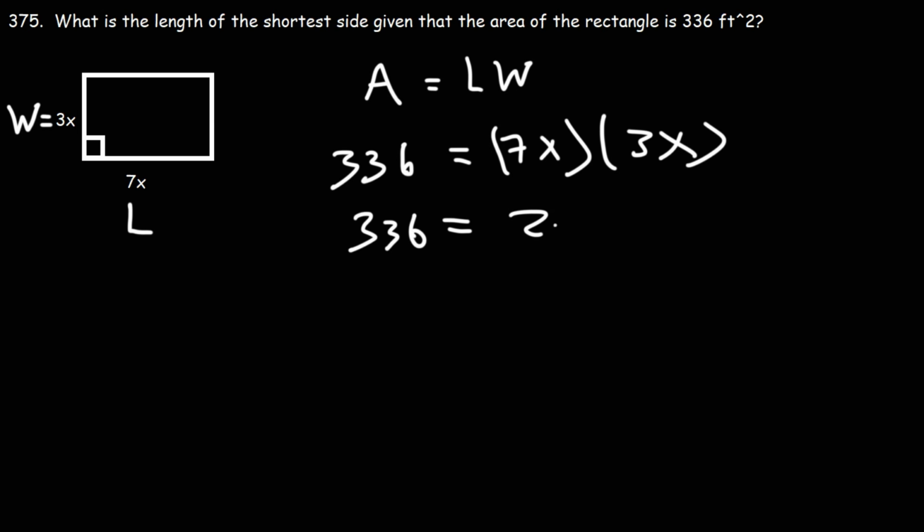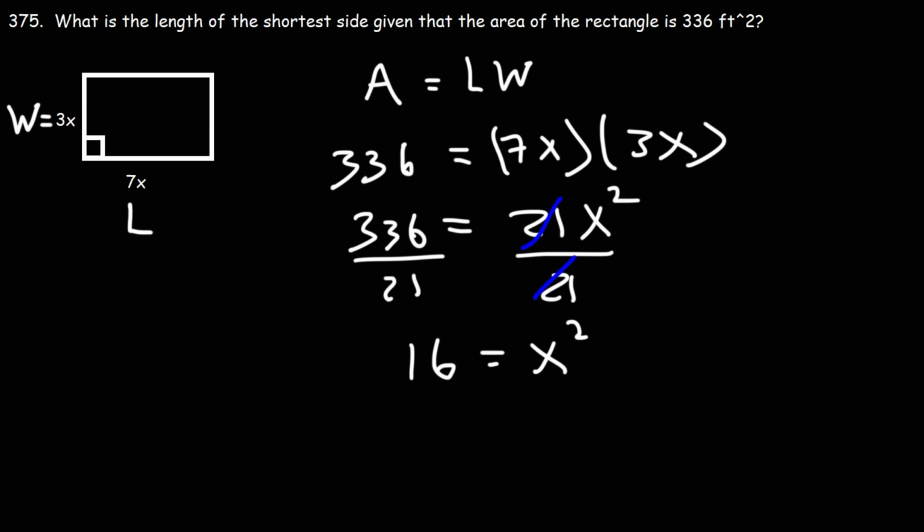7 times 3 is 21. x times x is x squared. To get x squared by itself, we need to divide both sides by 21. Now, 336 divided by 21 is 16. 16 is equal to x squared.